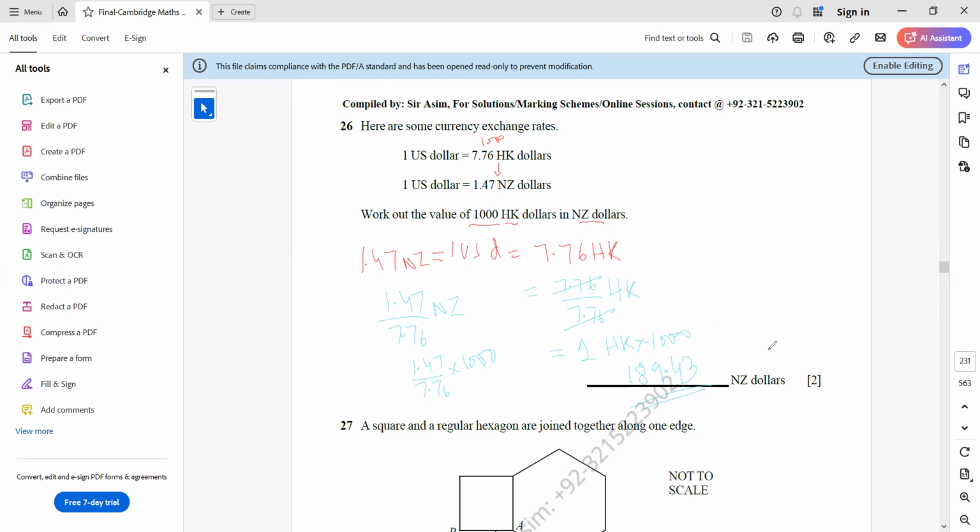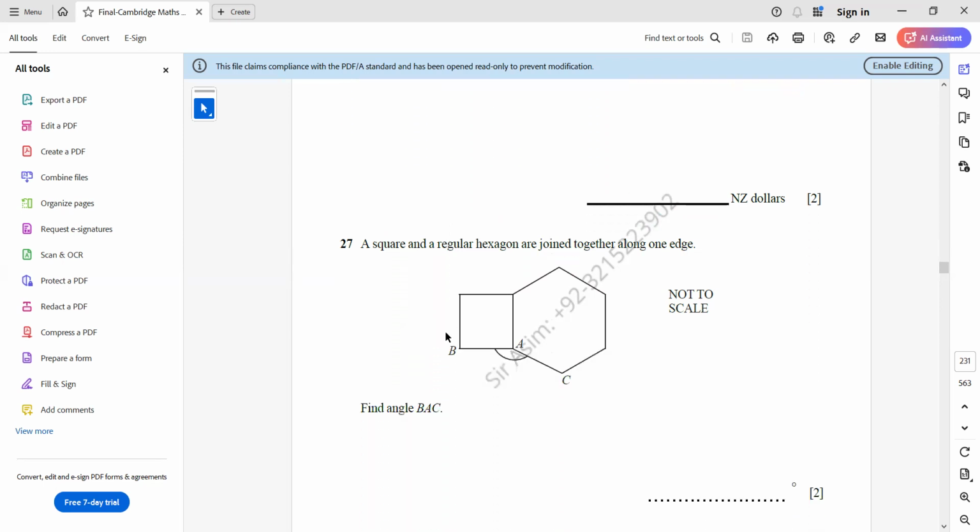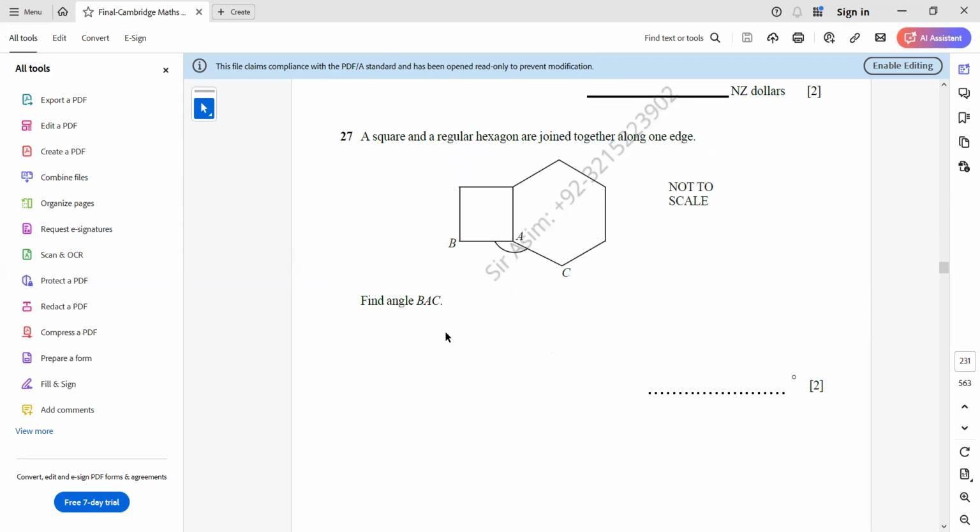Now we are going to solve question 27. A square and a regular hexagon are joined together along one edge. Find angle BAC.